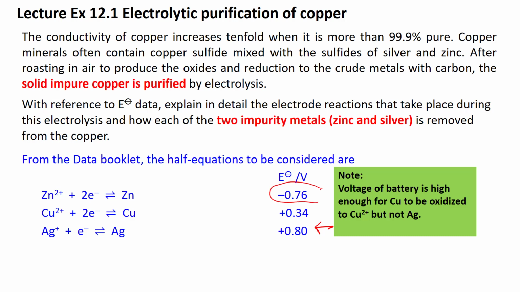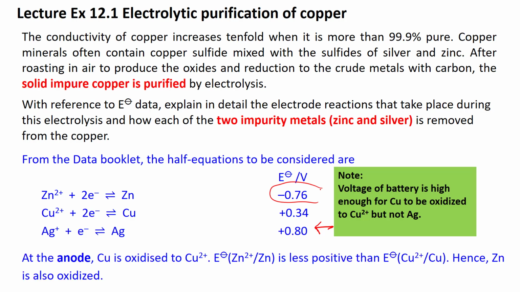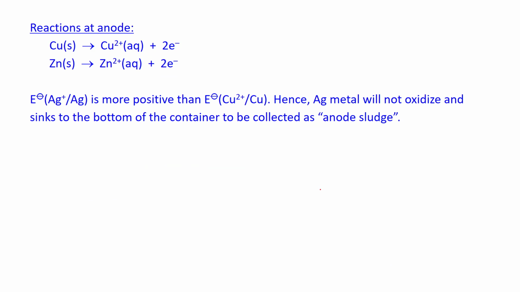Reduction potential for Zn2+/Zn is actually more negative than that of copper. So zinc will actually be preferentially oxidized over copper. So when you try and oxidize copper, the zinc would naturally be oxidized. Take note that over here we are trying to compare the reduction potentials. So this is what is happening at the anode.